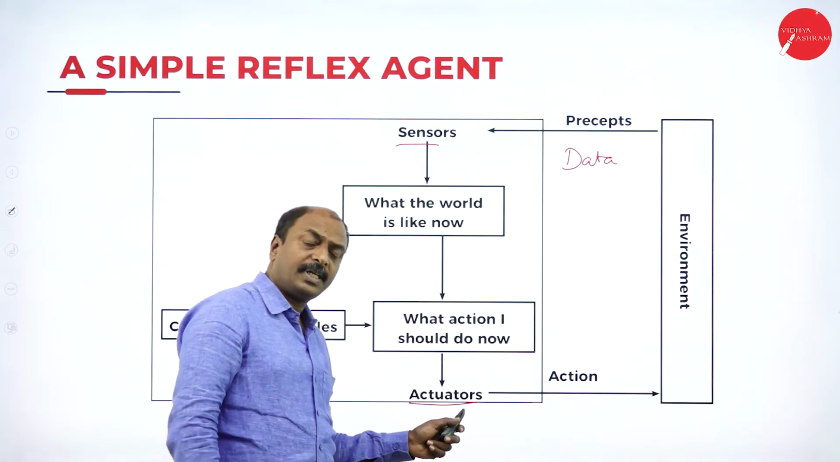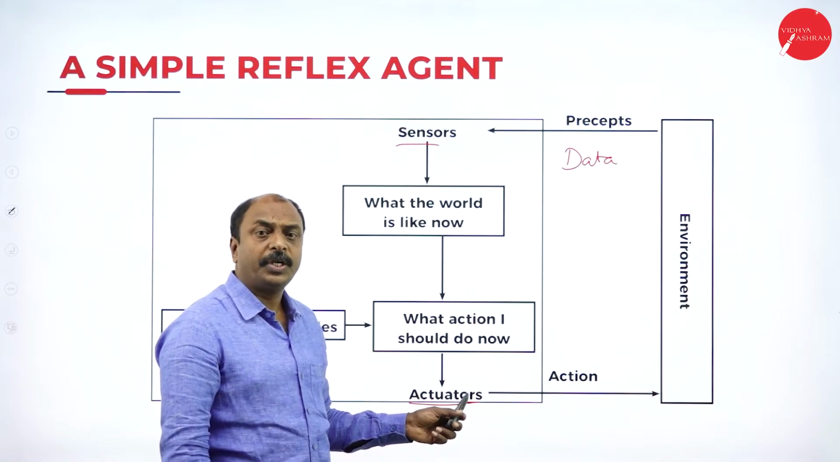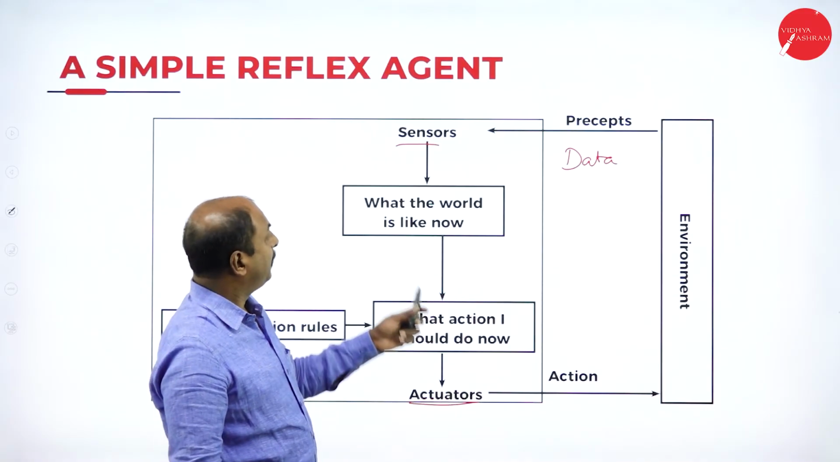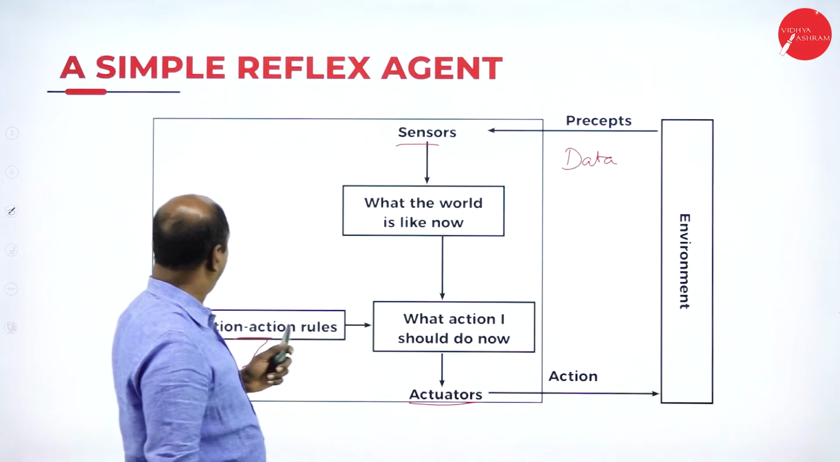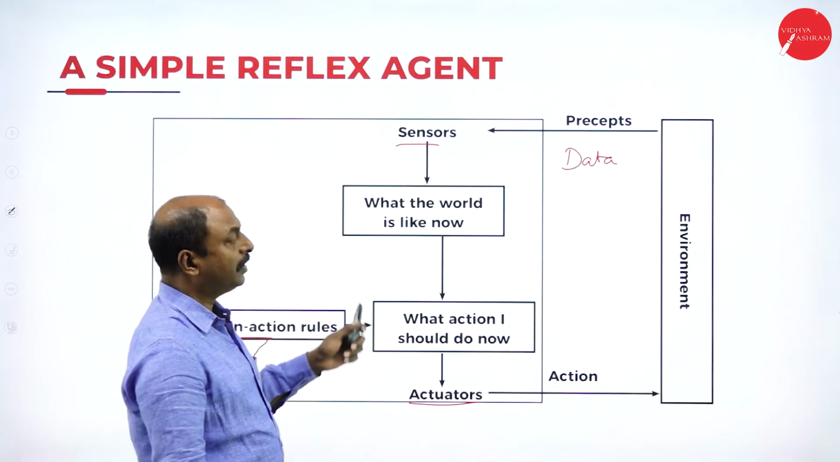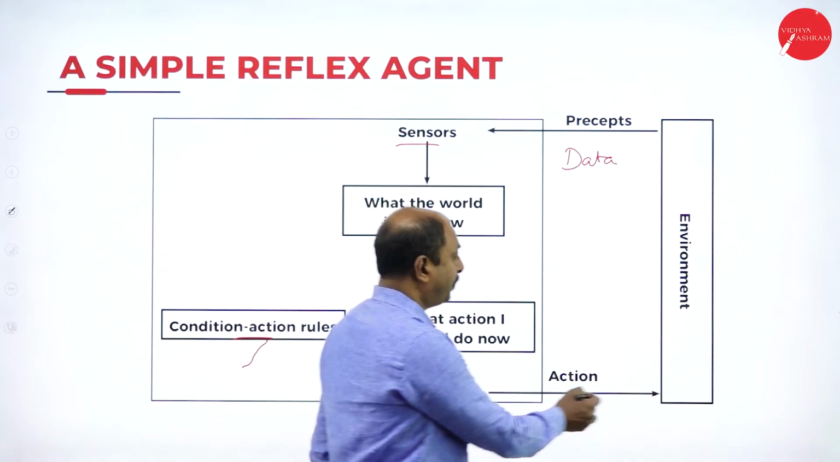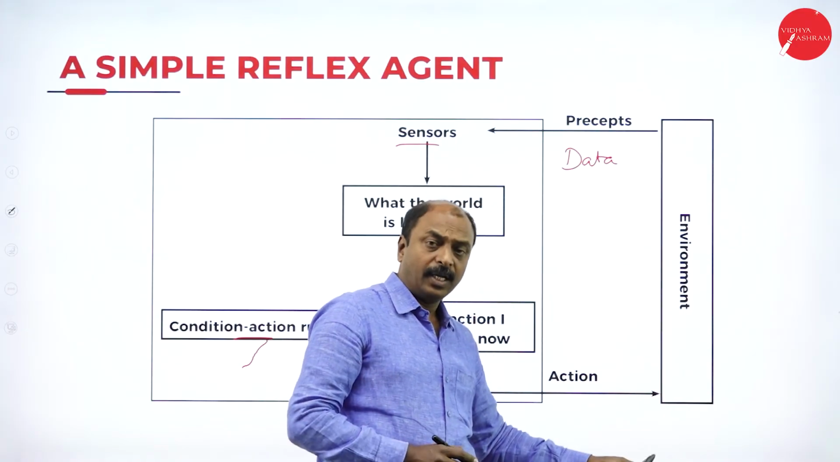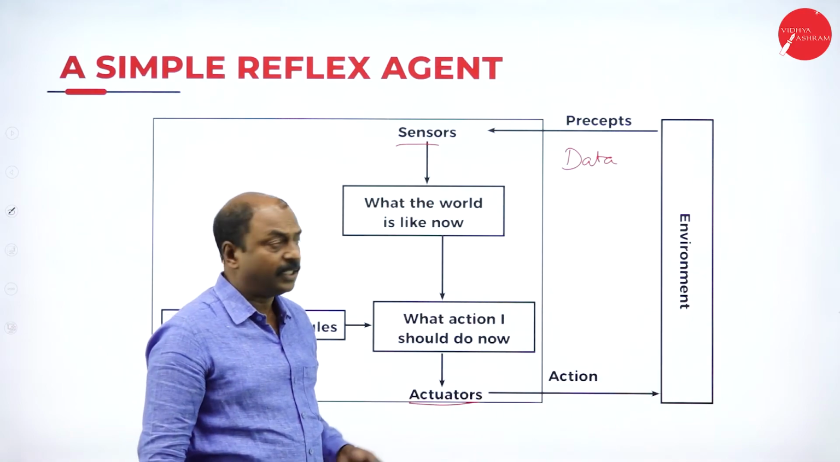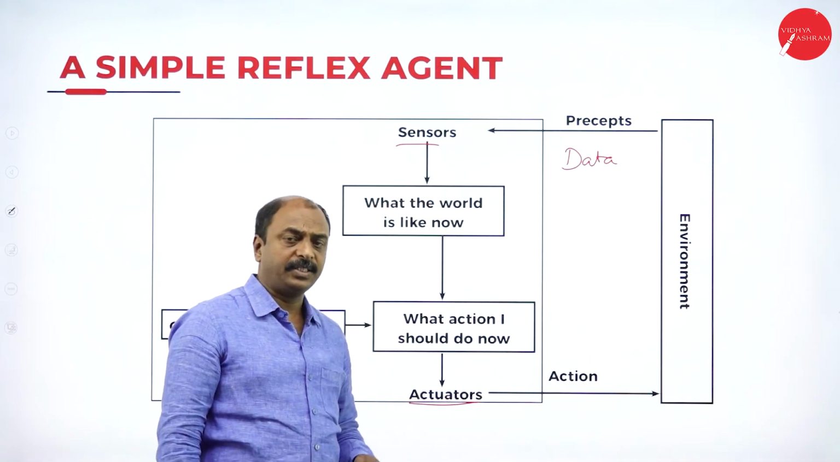So the actuator is another component. It is going to execute the action based on the data from the sensors as well as the conditions or model, and the action is performed and goes back to the environment. So this is the function of an agent. It is a part of an AI system.